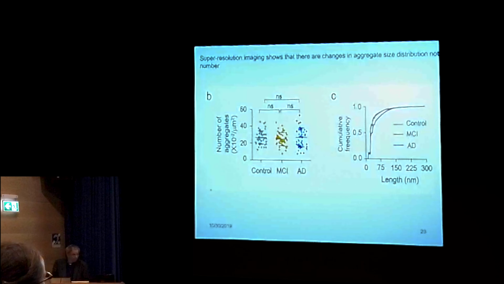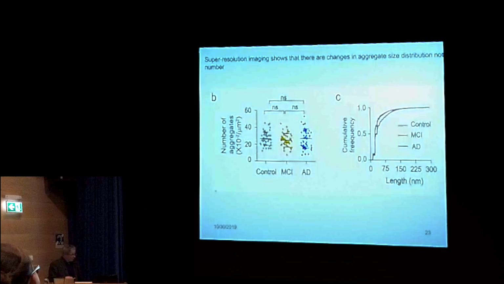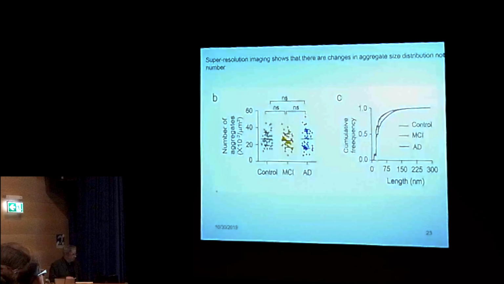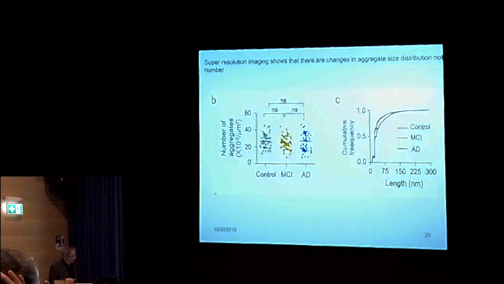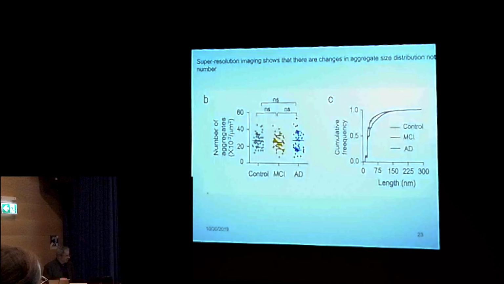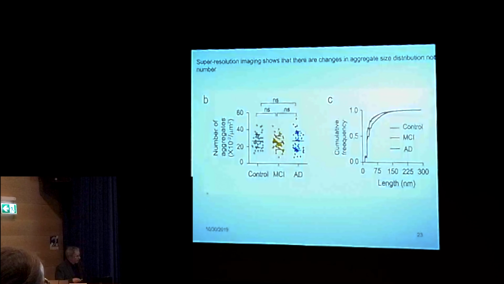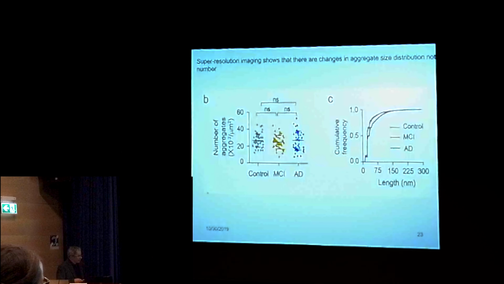But if we plot this is the length distribution. So this is the plot of how the length of the aggregates varies. If this comes up very fast, we've got a lot of very short aggregates, and if it comes up very slowly, we have a high proportion of long aggregates. So this is the cumulative frequency. At this point, half the aggregates are less than about 50 nanometers in length.